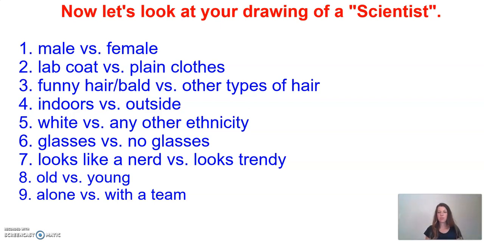These are all things I want you to think about, because what you're going to do next is go back to that discussion board in Schoology, and look at your classmates' pictures. I want you to think about these nine ideas. What are some of the stereotypes you are seeing, some common images that your classmates have about a scientist? Did a lot of your classmates draw males or females? Do they have them in lab clothes or plain clothes? Do they have crazy hair, or is it just normal hair? Are they alone? Are they working with others? I want you to think about these things, and then you're going to use that information to complete today's assignment.